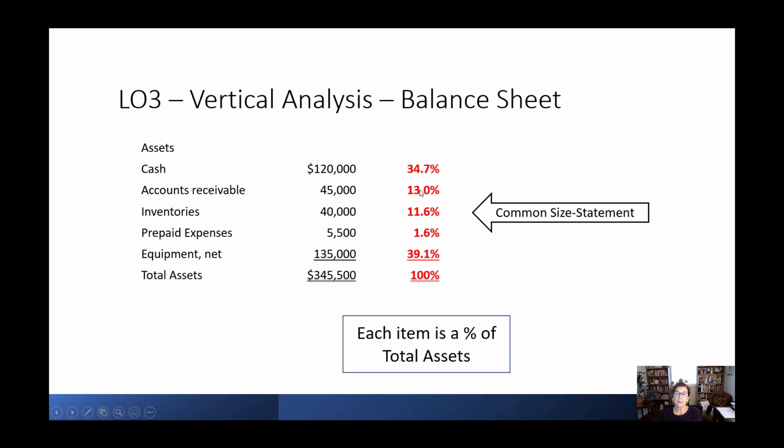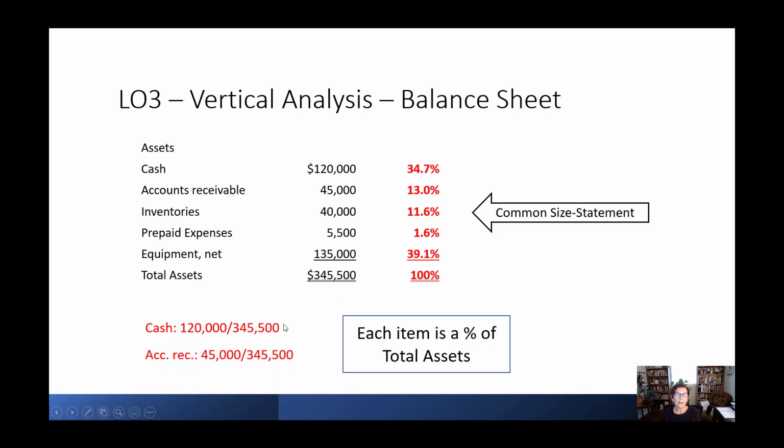Sometimes these are called common size statements or common size balance sheets. That would be, instead of having dollars, all of the numbers are in percentages. Now, each of these numbers was divided by total assets. Total assets here are $345,000. So for example, the cash, we took the $120,000 and we divided it by 345,000 to get that 34.7. And what this is saying is that our cash represents basically 35% of all of our assets, right?